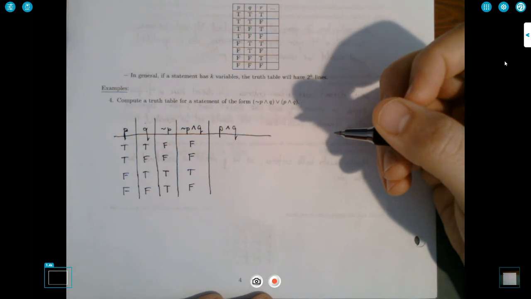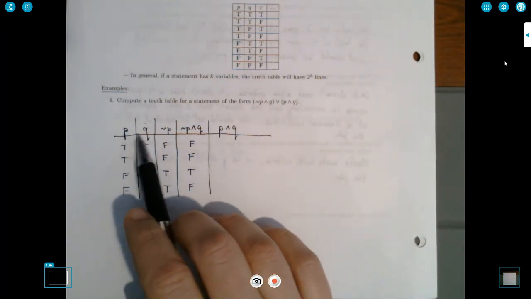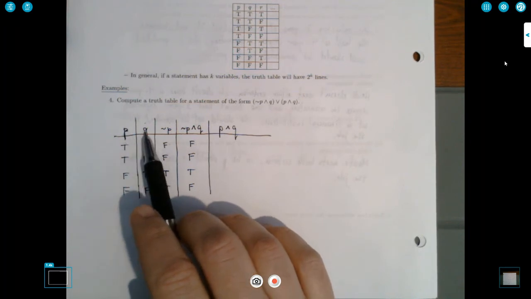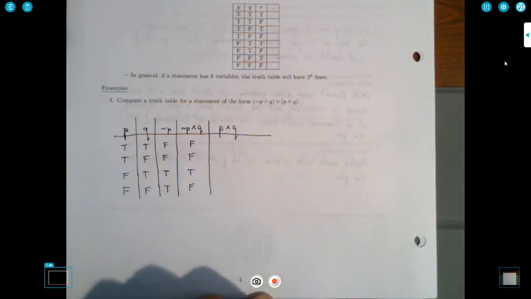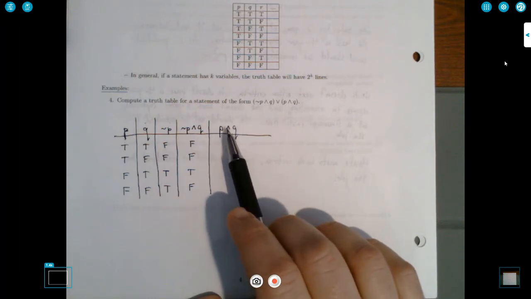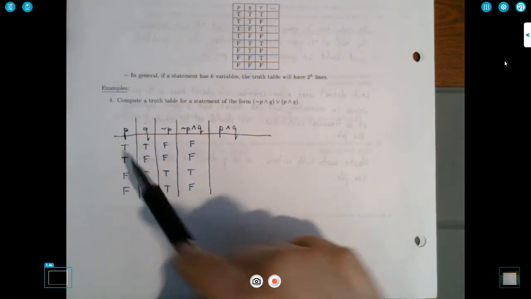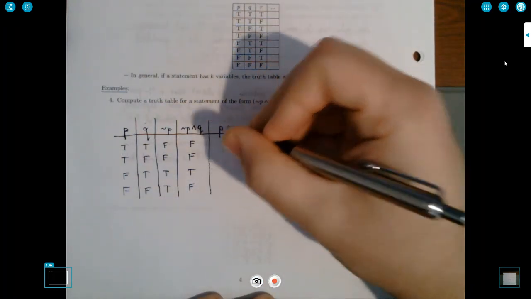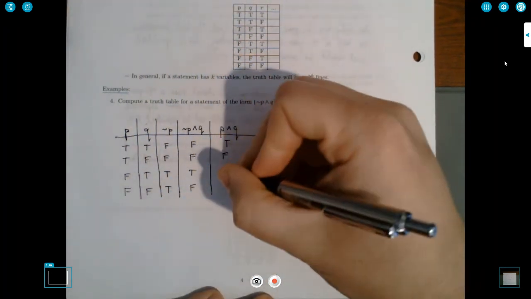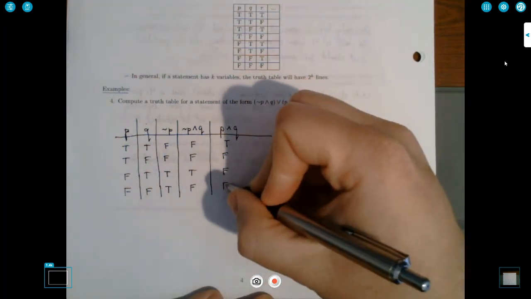Okay, so P and Q. For P and Q, we're going to compare the first two columns, P and Q. Again, in order for the conjunction to be true, both variables have to be true. So here they're both true. That means the conjunction is true. Here one of them is false, so the conjunction is false. Here one of them is false, so the conjunction is false. And here both of them are false, so the conjunction is false.